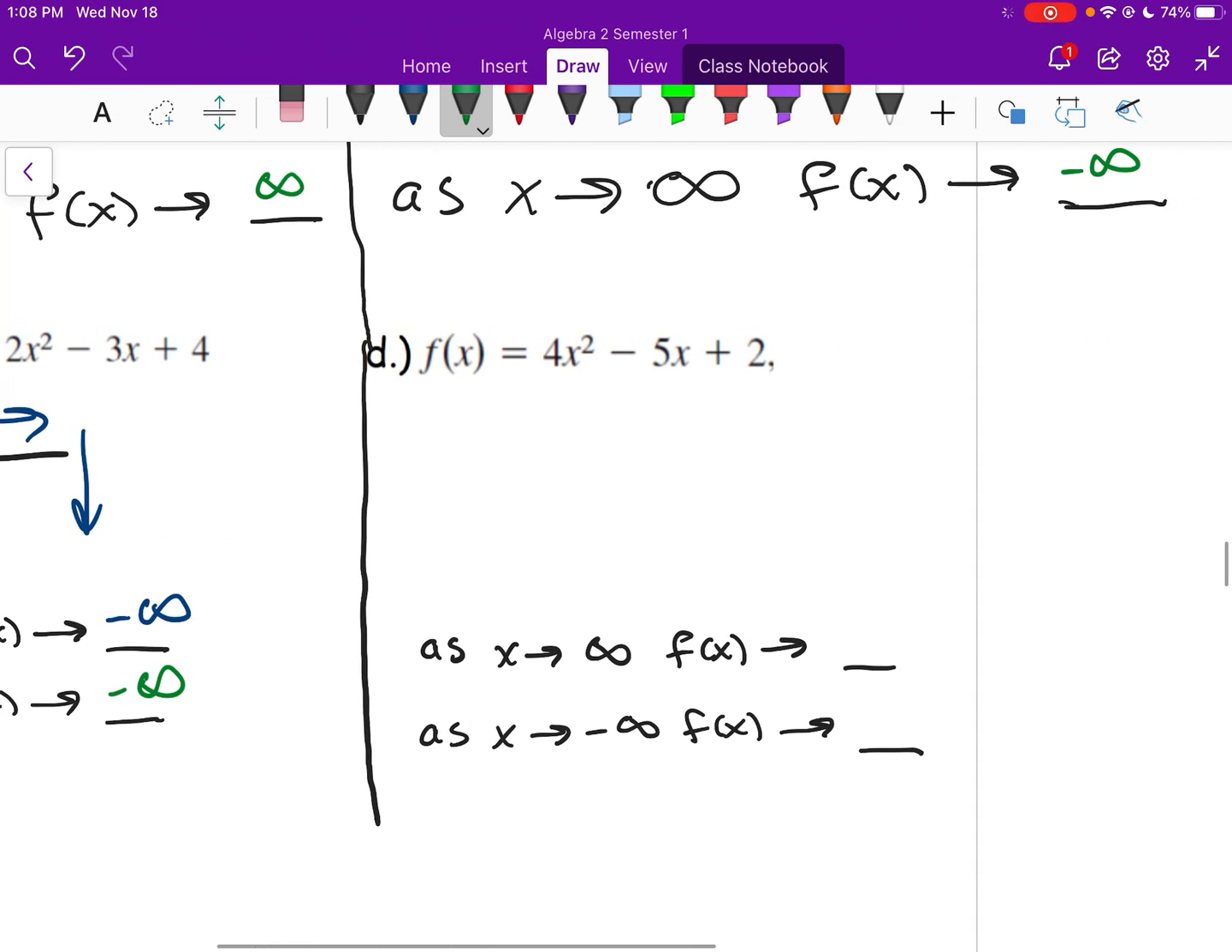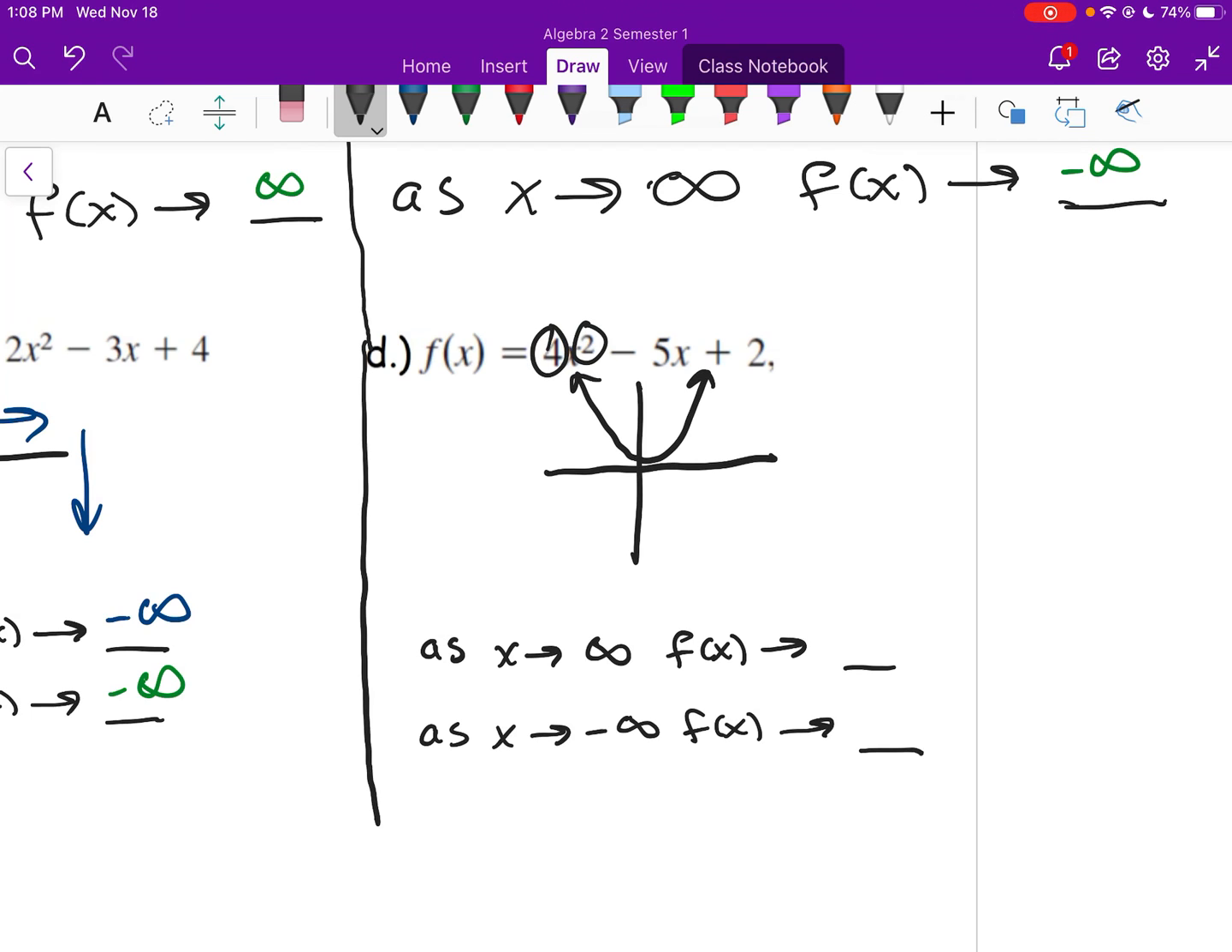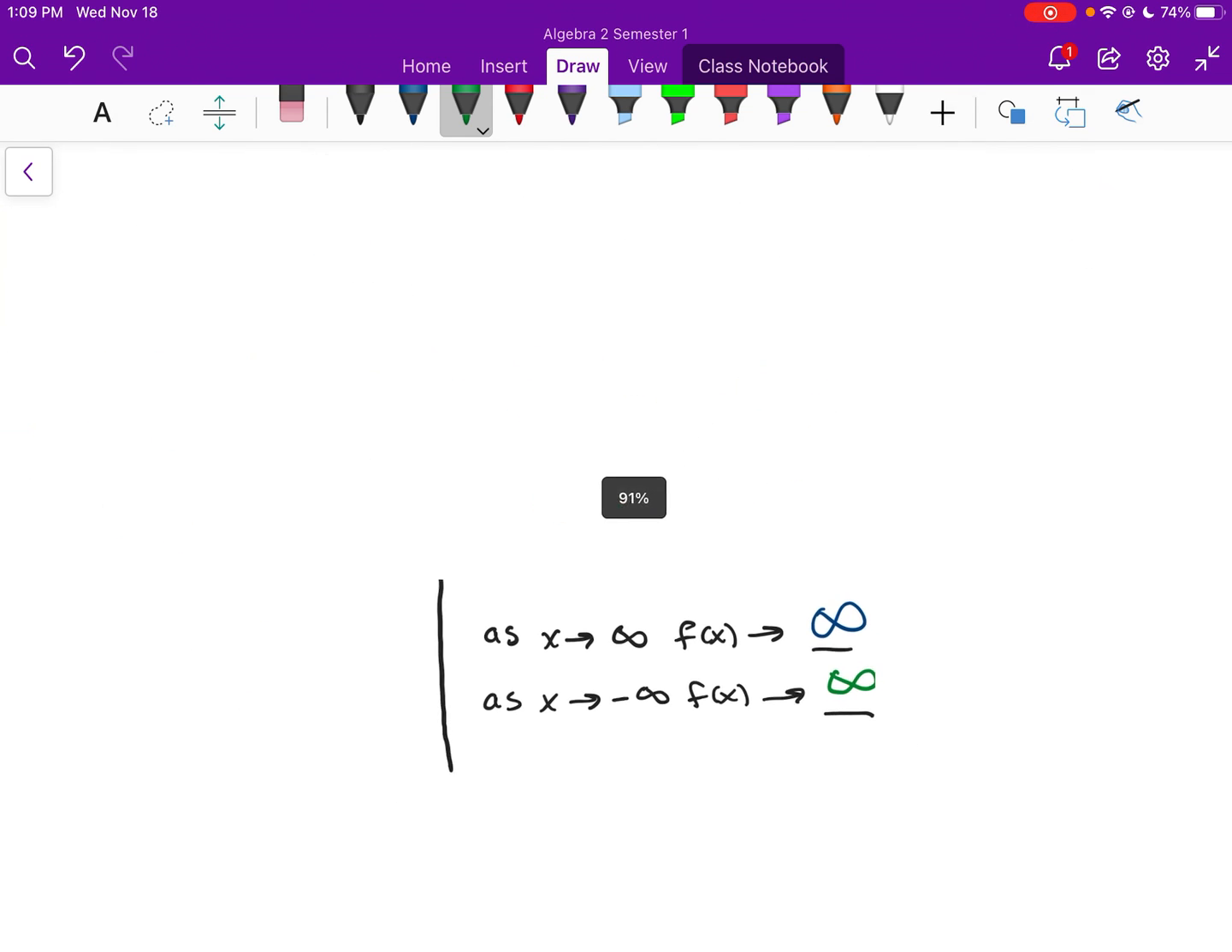All right, so last one for end behavior, 4x squared minus 5x plus 2, that is in standard form. It is a parabola that will be opening up, due to an even degree and a positive leading coefficient. So as x approaches positive infinity, f of x is approaching positive infinity. As x approaches negative infinity, f of x is approaching positive infinity as well.